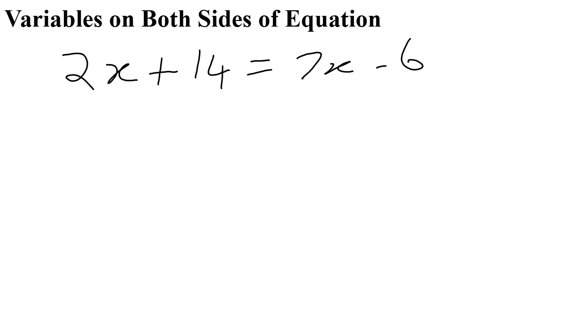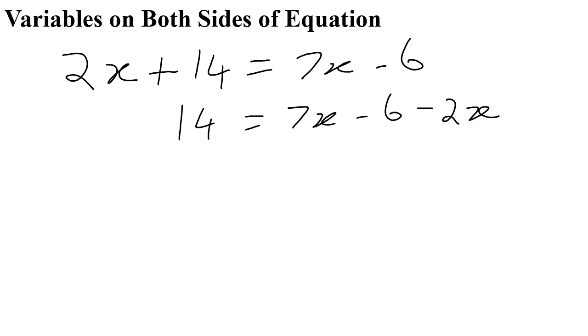And if I take the 7x over to the left-hand side, I'm going to end up with a 2x minus 7x, which is going to give me a negative. On the other hand, if I take the 2x over to the right side, I'm going to get a 7x minus 2x, which will keep things positive, which is a bit easier. So that's what I'm going to do. I'm going to go 14 equals 7x minus 6 minus 2x.